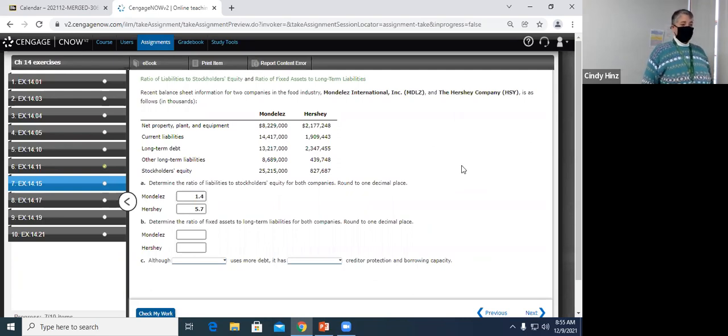And now we can do that comparison. Is Mondelez highly leveraged? Well, not compared to Hershey. Hershey has a whole lot more liabilities as compared to their stockholders' equity. Hershey has a lot more liabilities than Mondelez. Any questions on that?